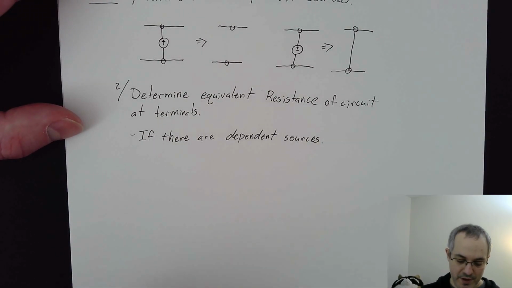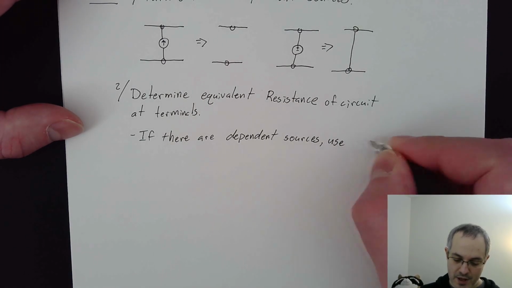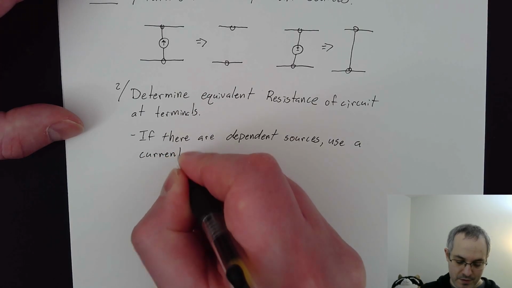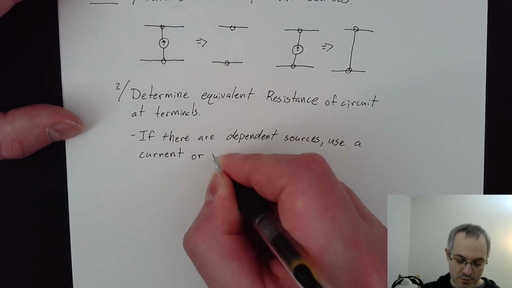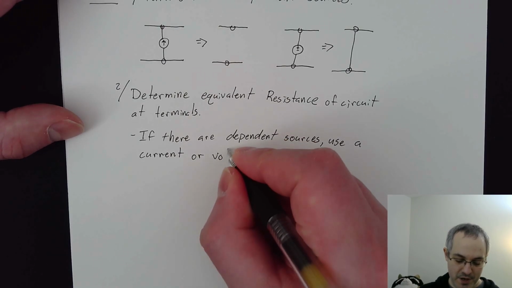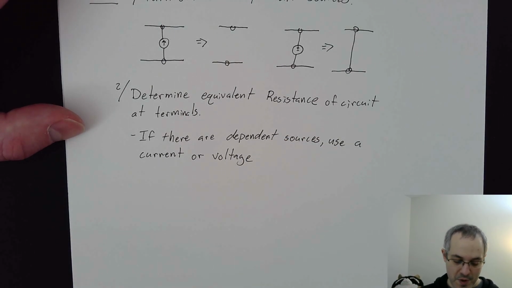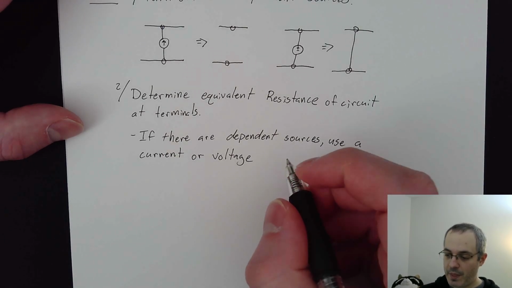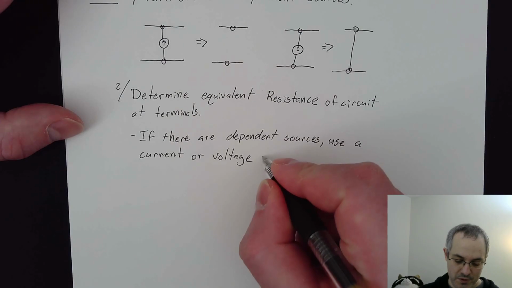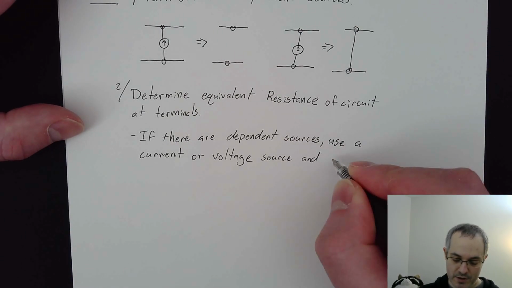But just really quick, if there are dependent sources, use a current or voltage source. Which one you pick doesn't really make a difference. Sometimes there can be an easier one that you could do just based off of source transformation. But in principle, it makes absolutely no difference. So use a current or voltage source and calculate RTH.